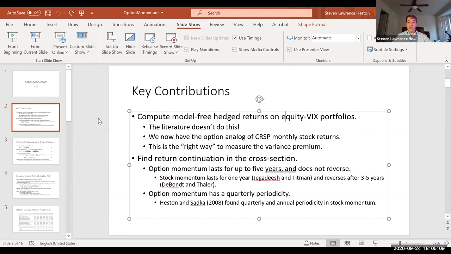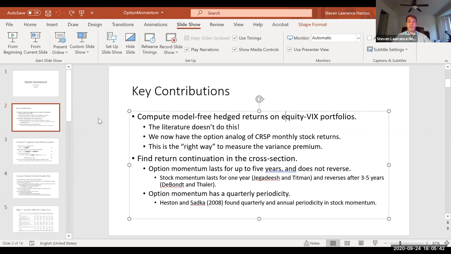There are a lot of things we could look at. You can look at size, beta, value, and things. Momentum is one of the first ones. To refresh your memory, stock momentum lasts for about 1 year and reverses in the long term. We find that option momentum exists certainly for 1 year, but actually lasts for up to 5 years and does not reverse. So stock momentum and option momentum have some features in common, but not all of them.